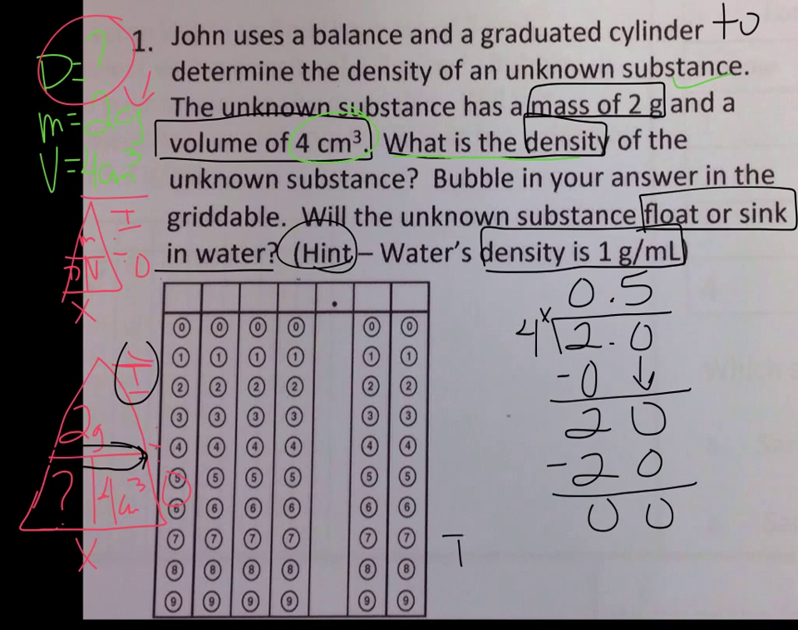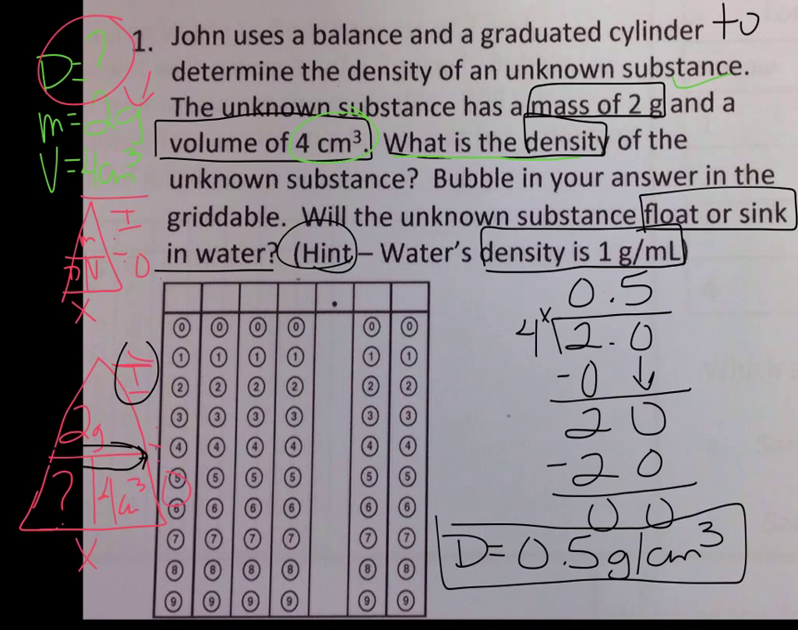So our density equals 0.5 grams per cubic centimeter. So make sure we bubble that in correctly, 0.5. Great job, guys. Alright, so let's move on to question 2.